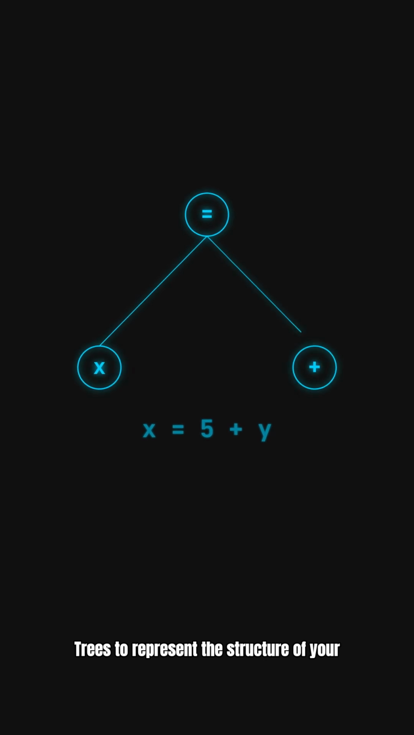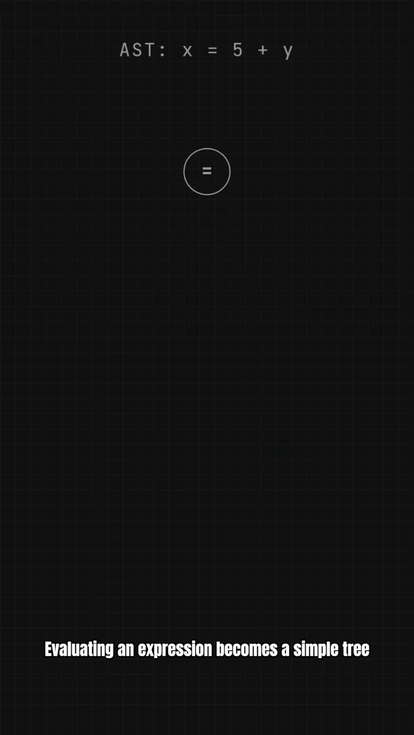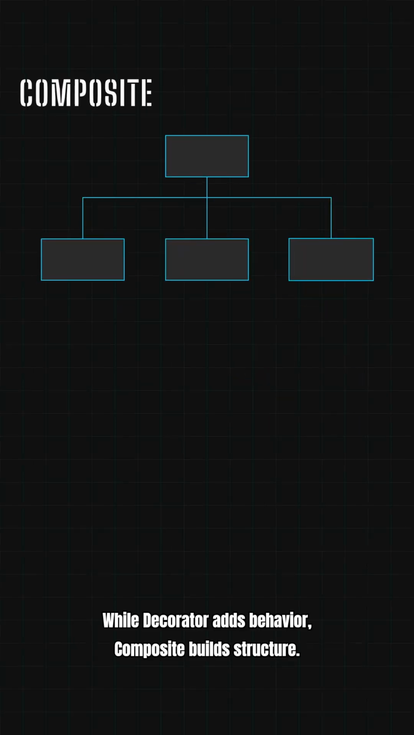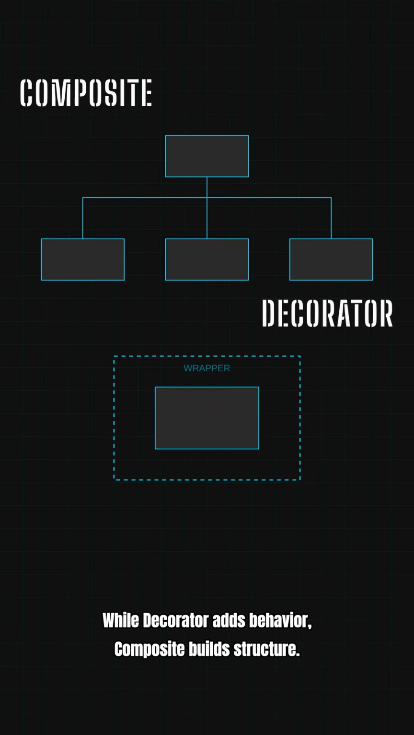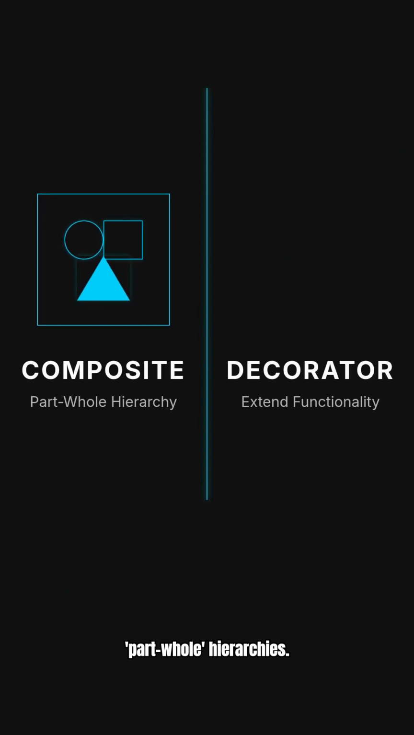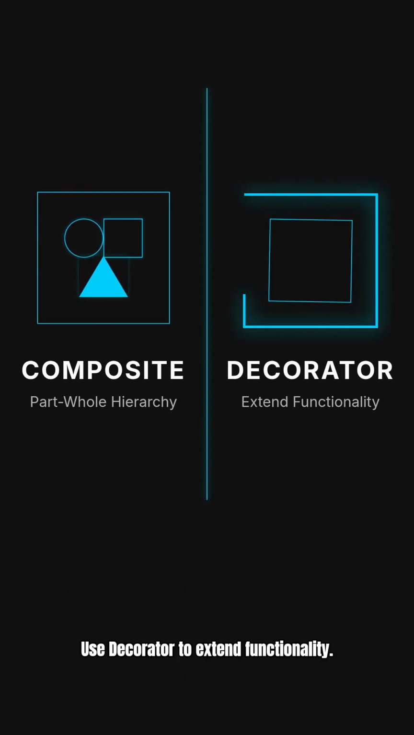Compilers use this pattern for abstract syntax trees to represent the structure of your code. Evaluating an expression becomes a simple tree traversal. The pattern is truly everywhere. How does it differ from other patterns? While decorator adds behavior, composite builds structure. Use composite when you want to represent part-whole hierarchies. Use decorator to extend functionality.